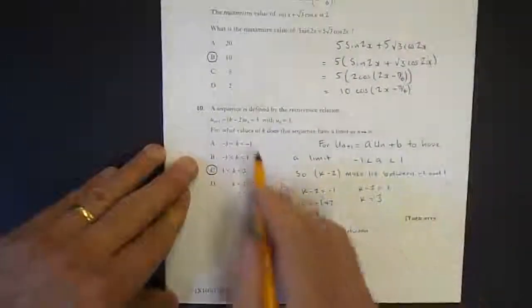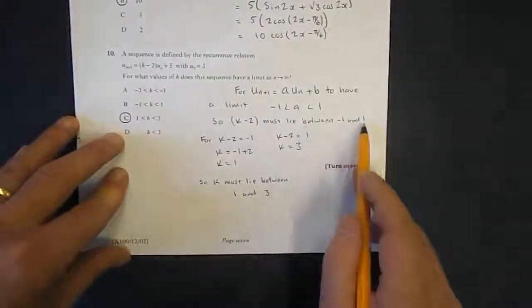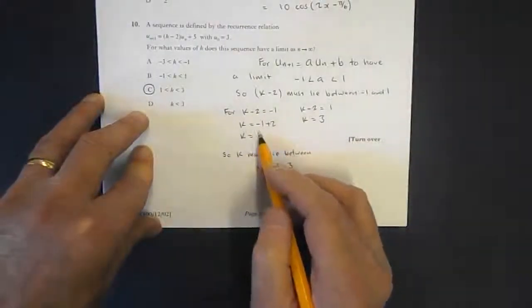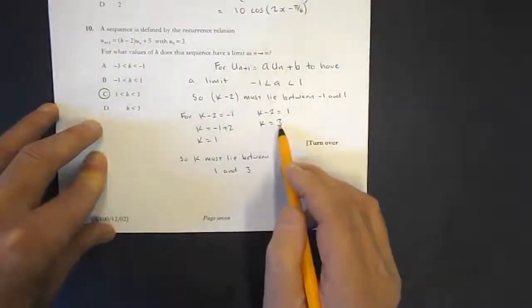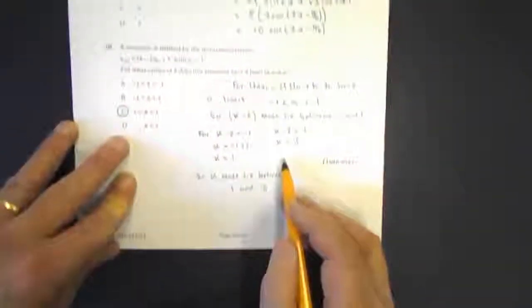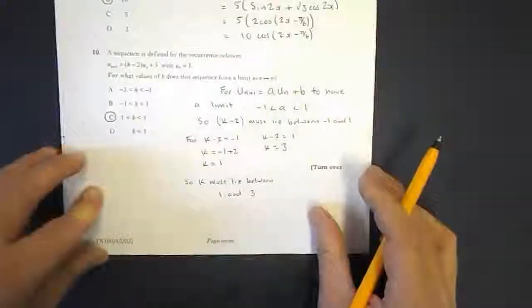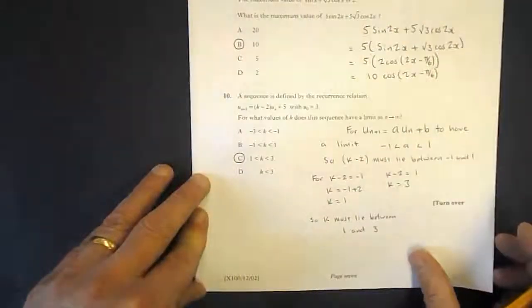For the sum we're dealing with here, our a is k take 2. So k take 2 must lie between minus 1 and 1. So for k take 2 to be minus 1, you have a very simple equation here. k would have to be 1. For k take 2 to be 1, put it over, k would have to be 3. So k must lie between 1 and 3 for k take 2 to lie between minus 1 and 1. So the answer is C. k must lie between 1 and 3.